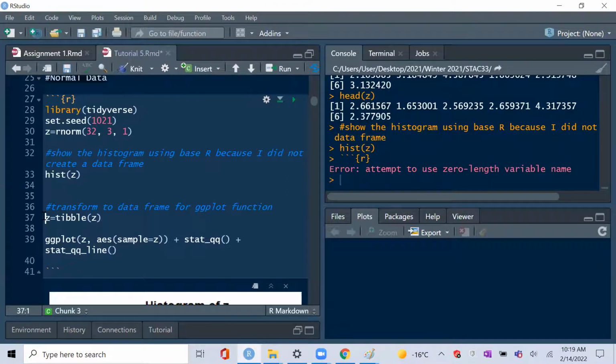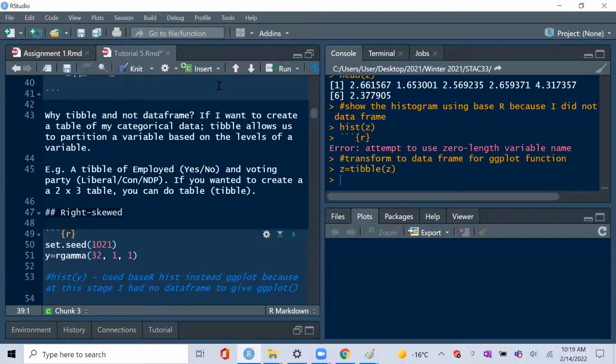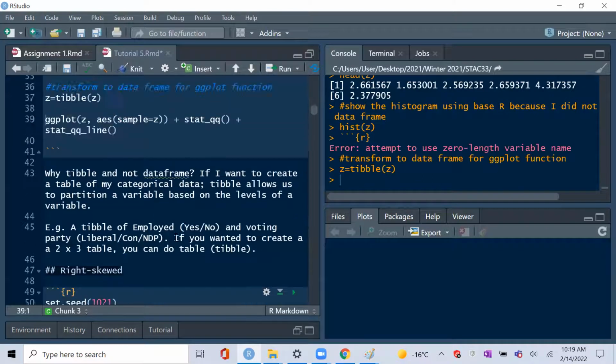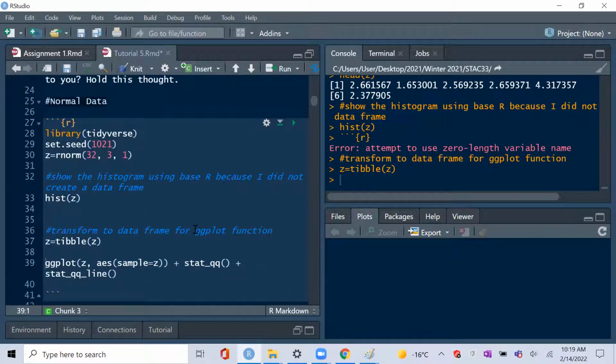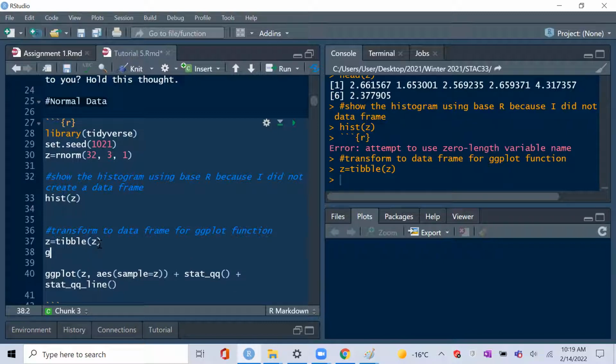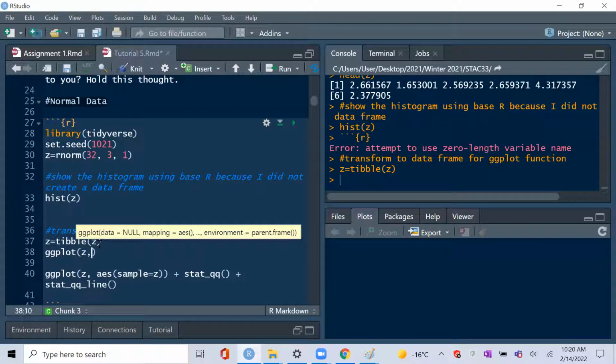I'm going to create a table now because I want to do it in base R. Like I said, please don't use base R. I want to use tidyverse. Please don't use base R in your work, right? This whole course is in tidyverse. So even though it's easier to put hist of Z, it's not what we do in this course, right? So I want to show you guys what the ggplot looks like. Let me just do this. You'll see you get the following.